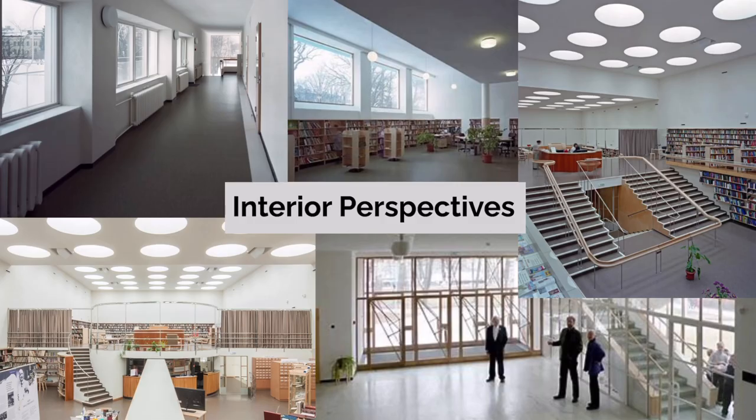Some interior perspectives of the library consist of administrative offices to the top left, followed by the children's library, the upstairs reading area with stairs that descend into the pit, the round circulation desk, and the entranceway with its large amount of daylighting.